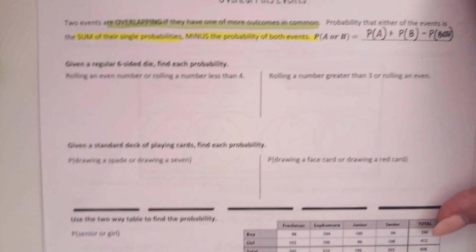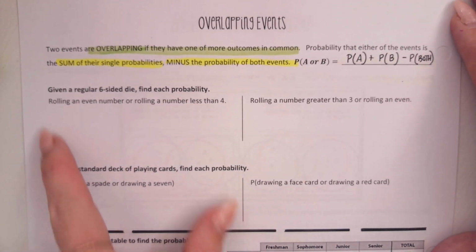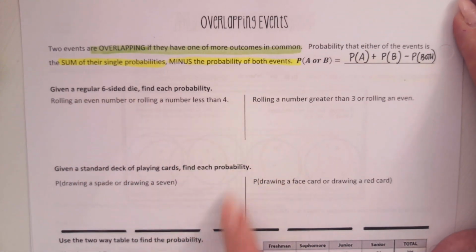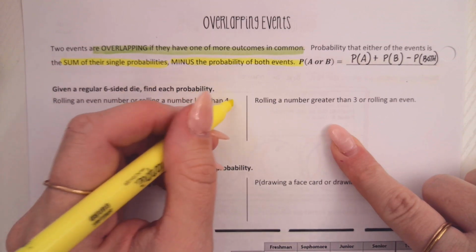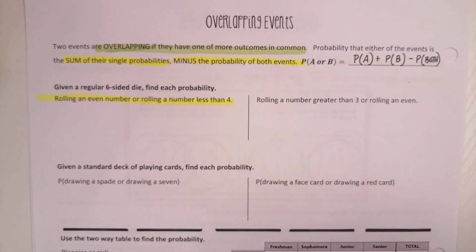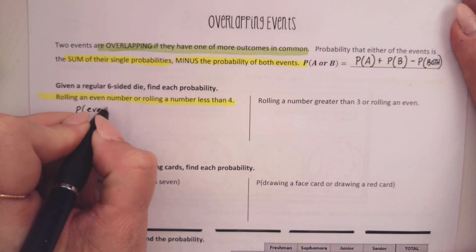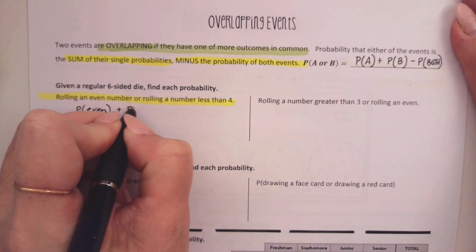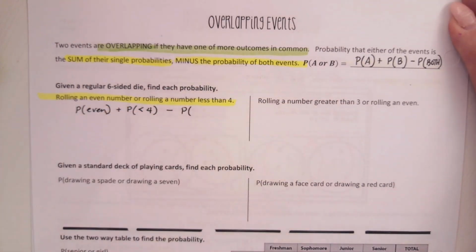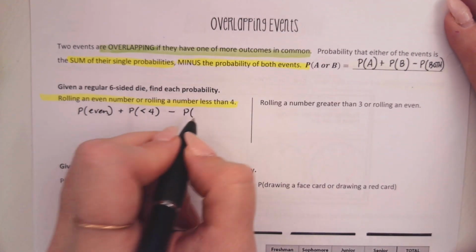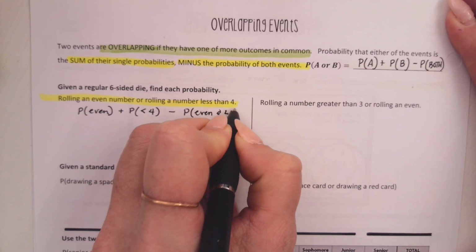Let's look at it. Alright, first one's talking about a 6-sided die. 6-sided die, so not cards. Okay. Find each probability. So it says probability of rolling an even number or rolling a number less than 4. Okay, so probability of even plus probability of less than 4 minus probability of something that's both even and less than 4. Even and less than 4.